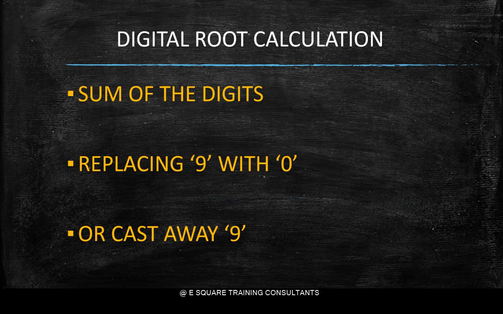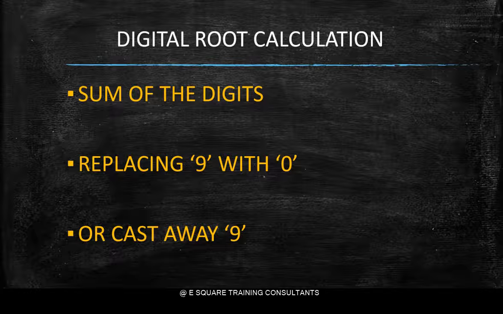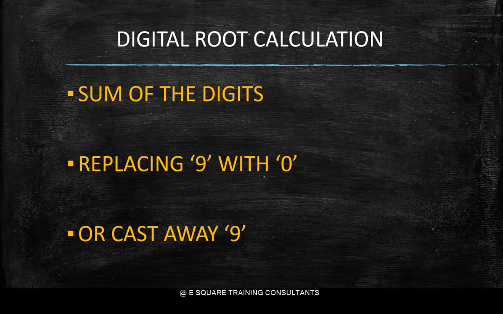Calculation tells you that digital root is the sum of all the digits of any given number. Or I can also say we can replace 9 with 0. That is, for example, if you have a number and if you have 9 in that particular number, you can replace 9 with 0 and count all the other digits. Add all the other digits, and that is going to be the digital root of that number. Or I can also say that I can cast away 9 and add all the remaining digits, or cast away the numbers that add up to 9 and add the remaining digits, and that is going to give me the digital root of that particular number.